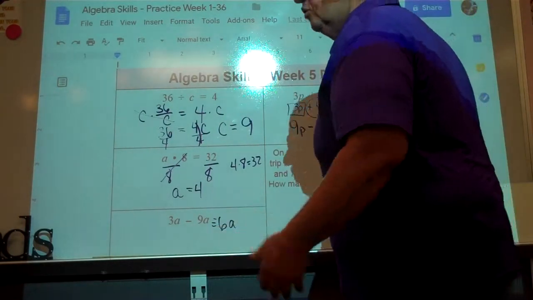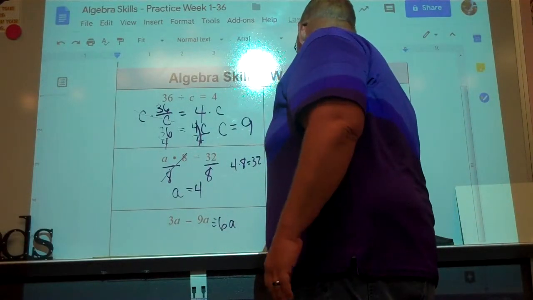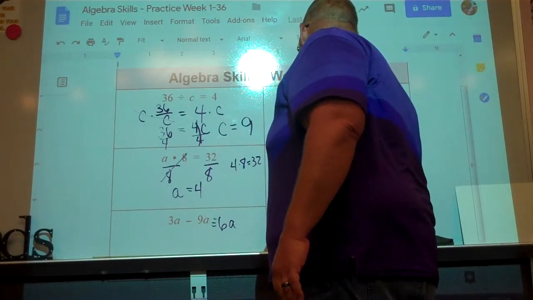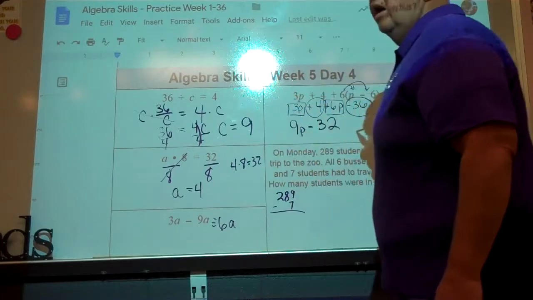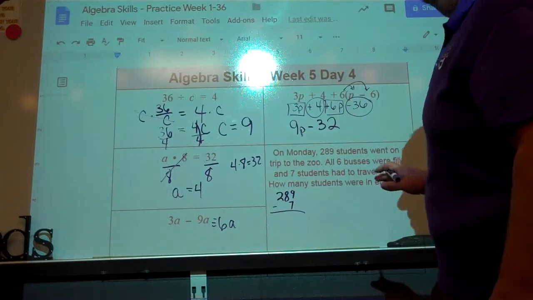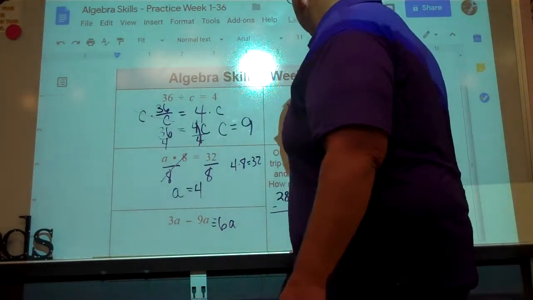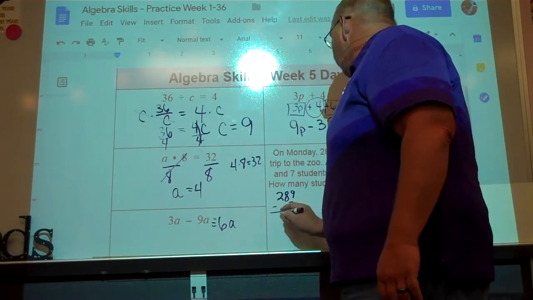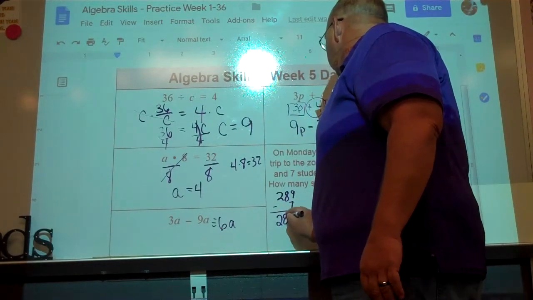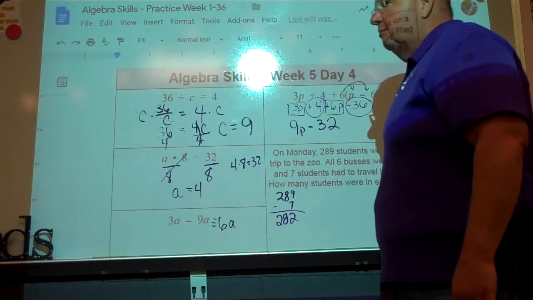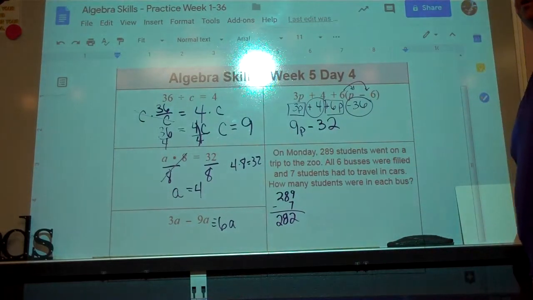Okay, so let's do that first, right? Why are we going to subtract 7 from 289? Because that's the students that didn't go. Right, so there was 289 kids, but 7 of them had to go in the school van. So now we have to find out exactly how many are going to ride the buses. And we know that that ends up being 282, right?